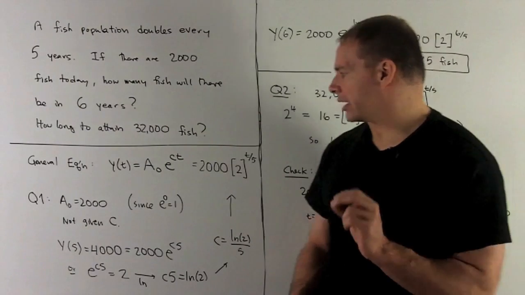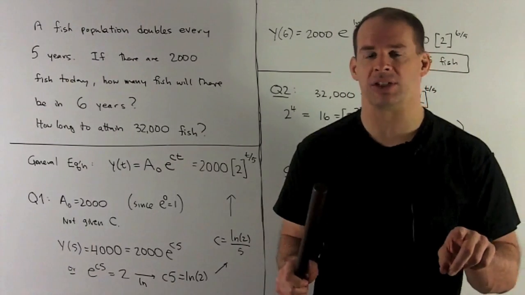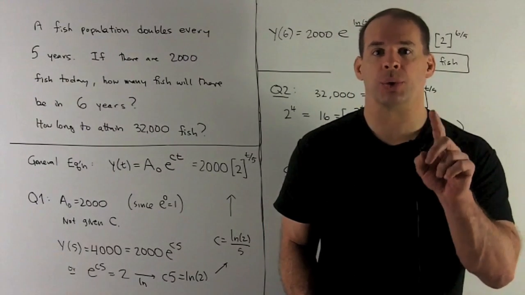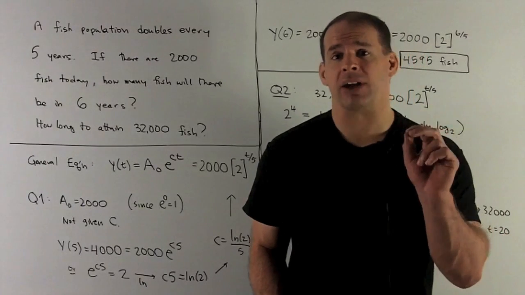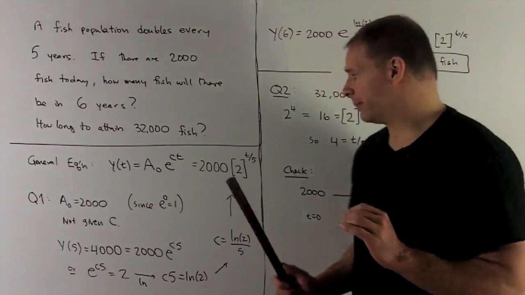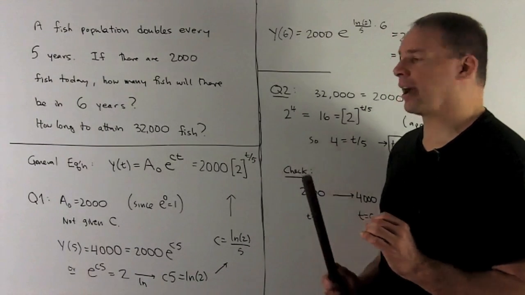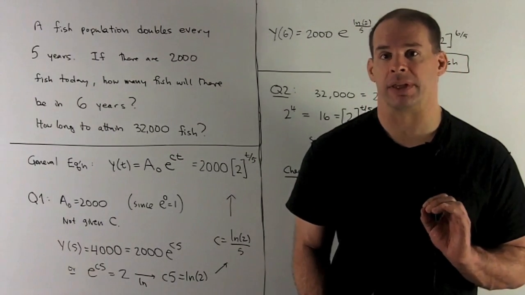If I put that back into the original equation for e to the ct, I can rewrite that as e to the natural log of 2, with the t over 5 on the outside. The e and natural log cancel out, leaving me with a 2. So our final equation is going to look like 2,000 times 2 raised to the t over 5. Now we can start solving for things.